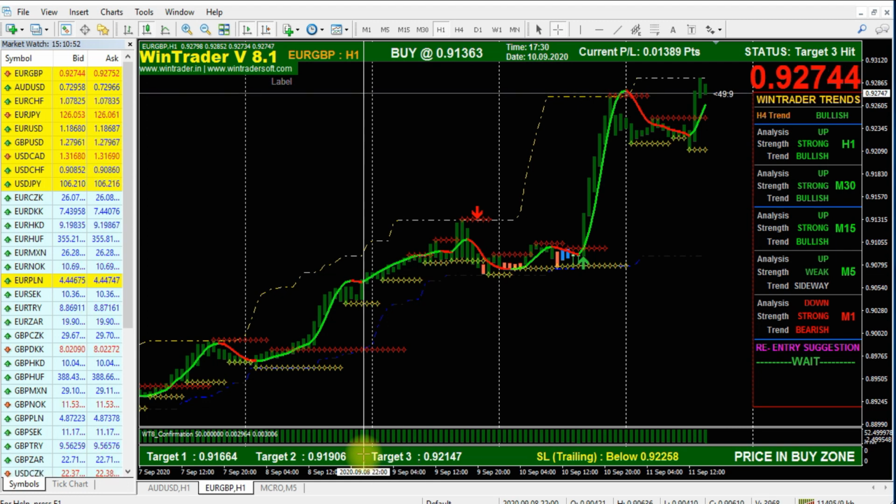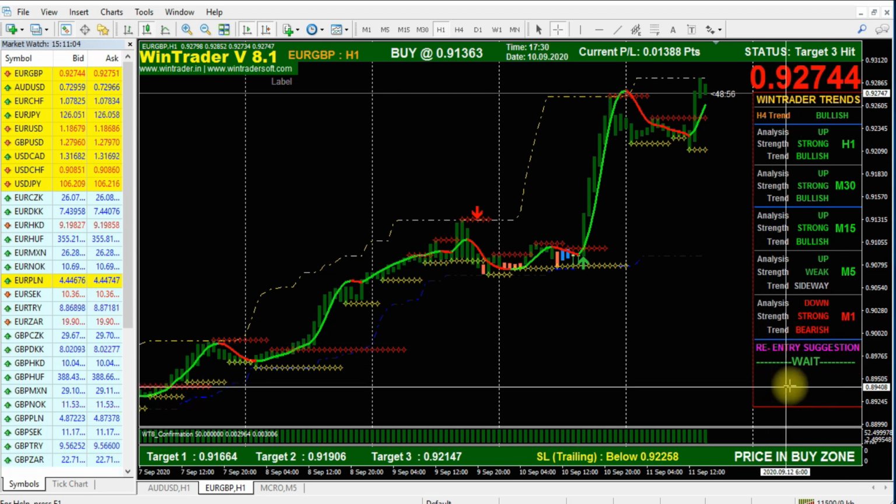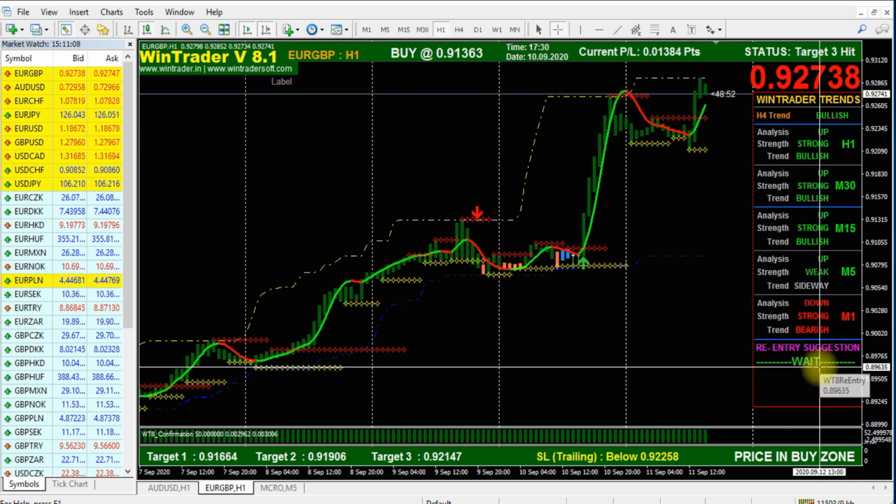At that time, the software gives a re-opportunity to re-enter the market with a separate entry point and a separate target. That is a re-entry suggestion. Currently you can see there is no re-entry suggestion showing, only wait. If the software gives a re-entry suggestion, in this place it gives a separate entry point and a separate target. So if you want, you can re-enter with that level and exit with that target.